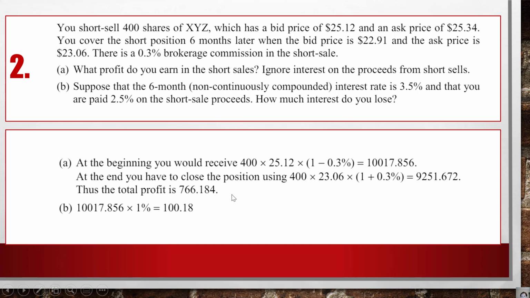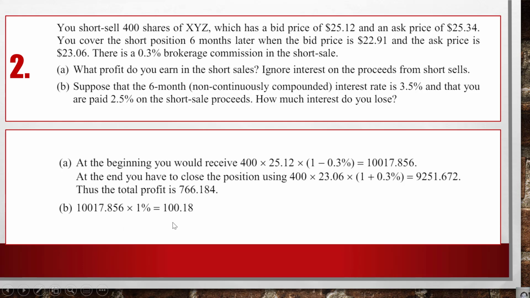See that? So the total profit is 766.184. We sell to receive 10,017.856 at the beginning. Then 6 months later, we pay 9,251.672. And here we ignore the interest, the time value of money over 6 months. So the total profit is the gap between these two numbers. I repeat, when we sell, we subtract the brokerage fee. When we buy, we have to add the brokerage fee.